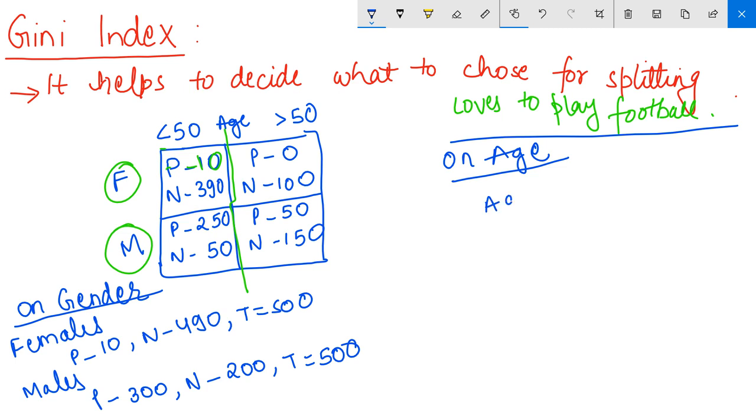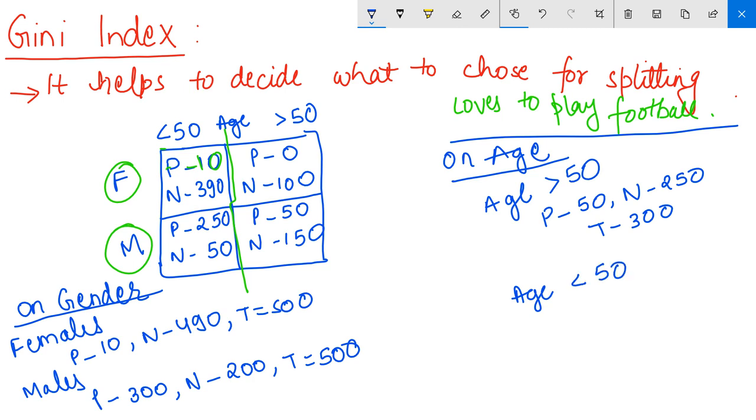So if the age is greater than 50, 50 people play football, 250 don't play football, so the total is 300. If the age is less than 50, 250 plus 10, 260 play football, 440 don't play football, and the total we are getting is 700 here.